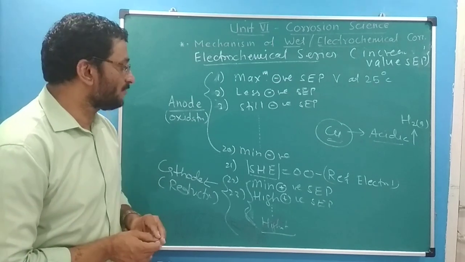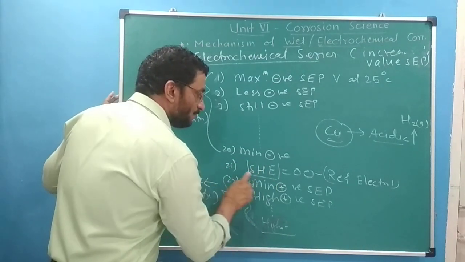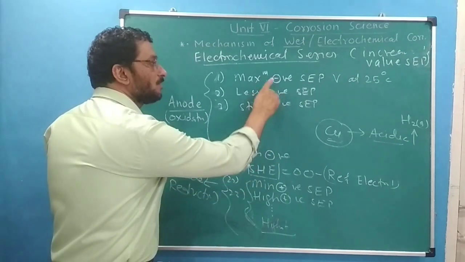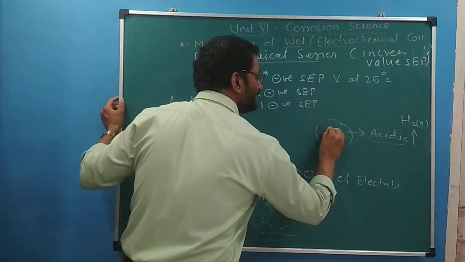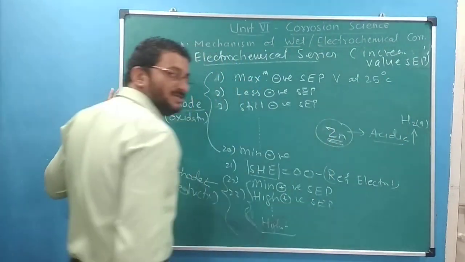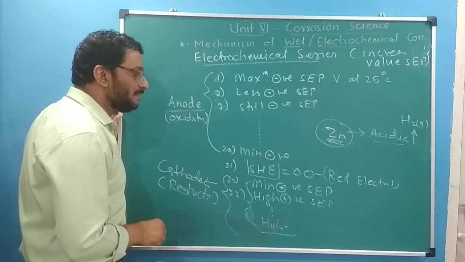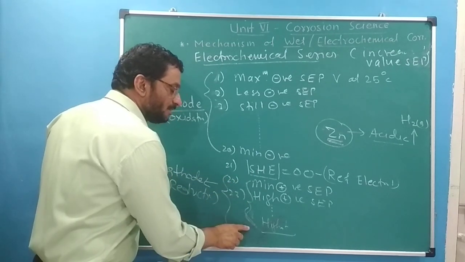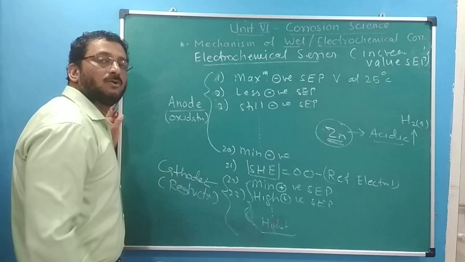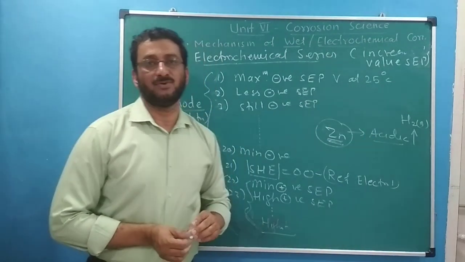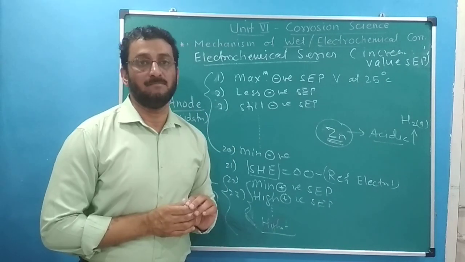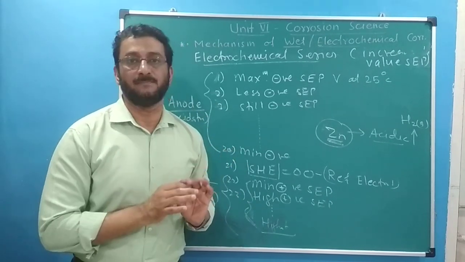Once again, what is the second information? All the elements placed above hydrogen, having negative value of electrode potential, and exposed to acidic medium, will undergo corrosion by liberation of hydrogen gas. At the same time, elements placed below hydrogen in the series, exposed to acidic medium, will not undergo corrosion by evolution of hydrogen gas. They are more noble than hydrogen. Hydrogen will not attack the metal. They are comparable to inert, isn't it?